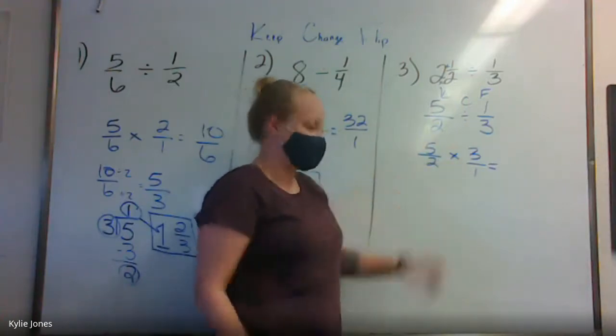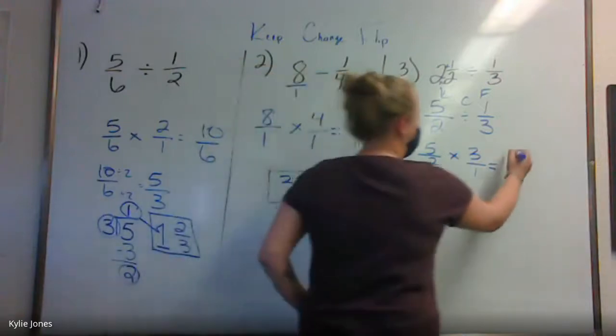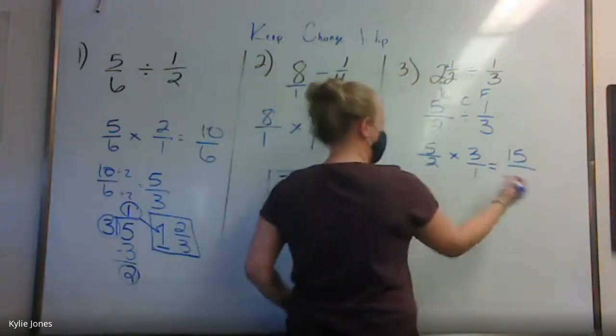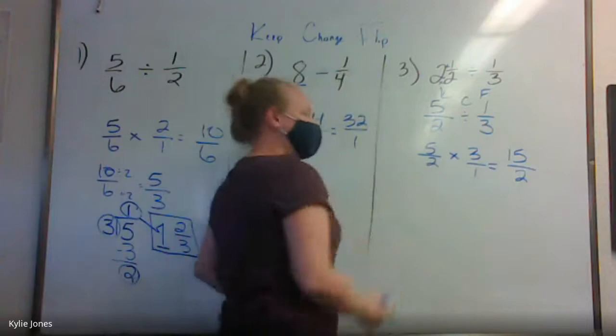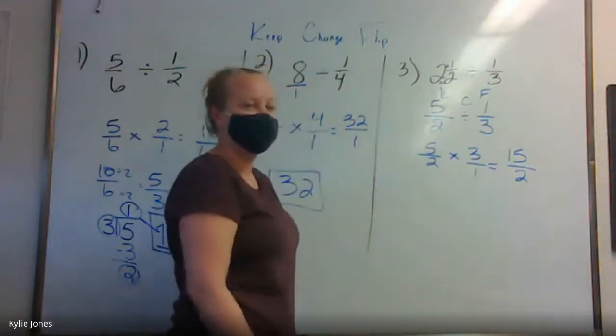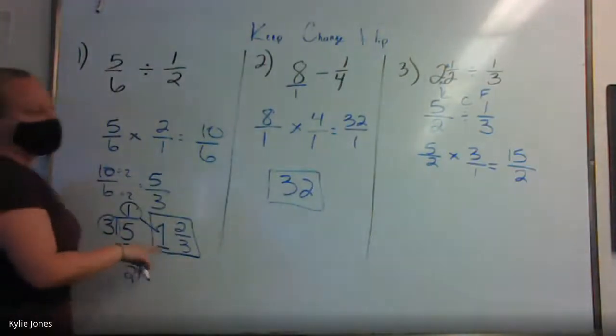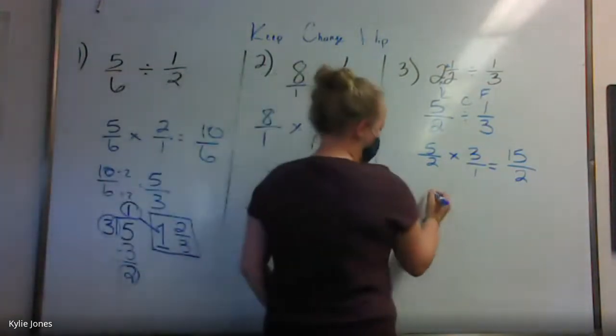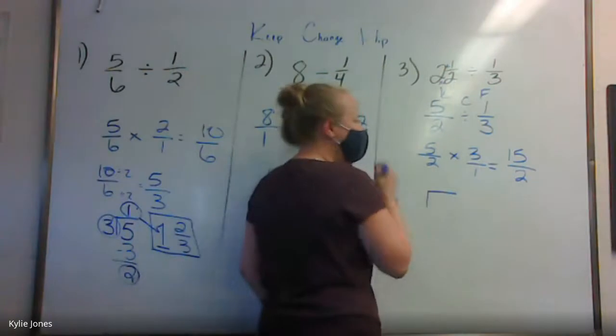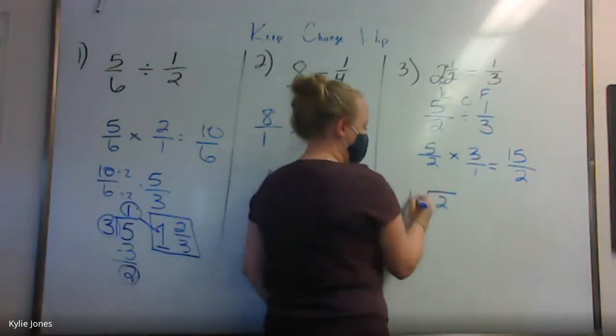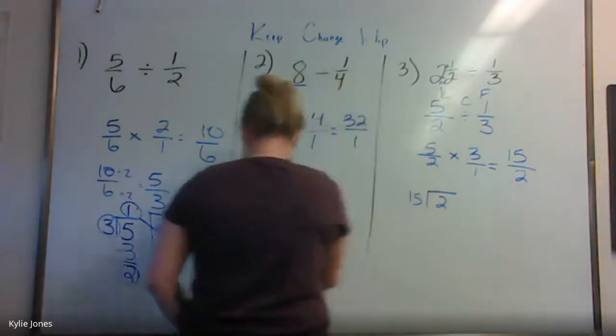So what is 5 times 3? 15. And 2 times 1? 2. We can't simplify that except to figure out what it is as a mixed number, like we did over here with our division. So we have to take what number divided by what number? 2 divided by 15? No, 15. No, 15 divided by 2.